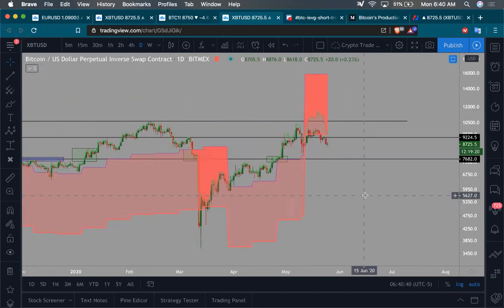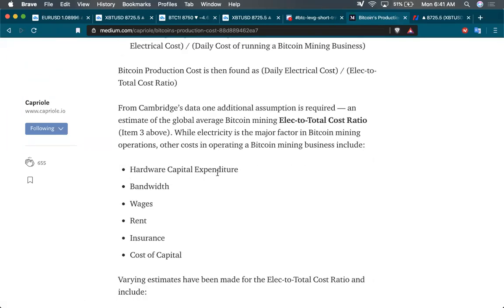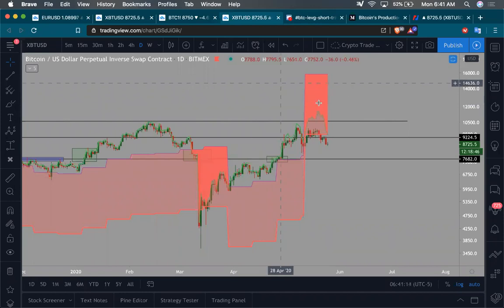And the one thing that we know about miners is that they just had a big supply cut. So on May 11th, or whenever the halving was, their actual rewards got cut from 12.5 to 6.25. So that means that they have to manage their expenses of electricity costs and hardware costs, and these are all listed right here. Hardware, capital expenditure, rent, wages, bandwidth, insurance, cost of capital, and all electricity, of course. These are all factored into the production costs, which are right here. And I think the average cost right now is around 15,780, which is the top right here, okay?